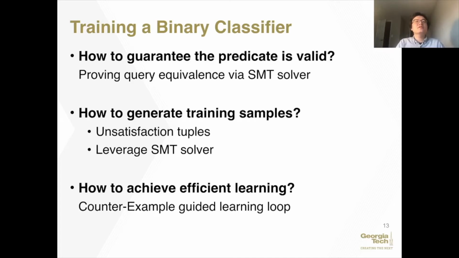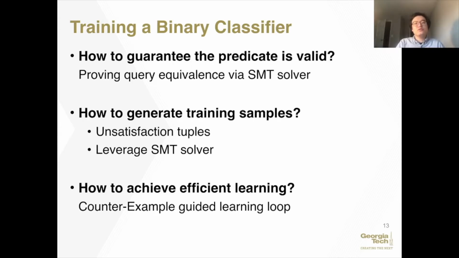However, there are three questions we need to answer before we can use a machine learning algorithm to synthesize such predicates. The first question is how we can guarantee the predicate is valid. How do we know the synthesized predicate is actually weaker than the original predicate? The answer is we can use the SMT solver. SMT, satisfiability modulo theories, is a standard symbolic reasoning technique widely used in the programming language community. It turns out we can use an SMT solver to reason that the rewritten query is equivalent to the original query, to prove that the predicate is valid.